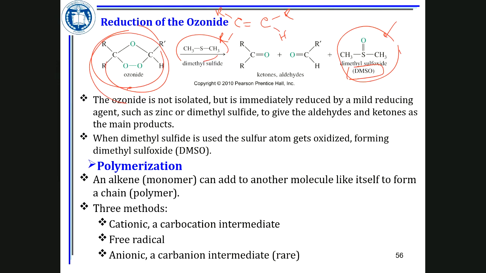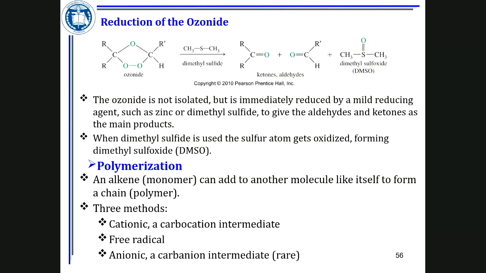So polymerization: if you have a carbon-carbon double bond and you bring H plus, it can change this to a carbocation, so you get H and you get your carbocation here.